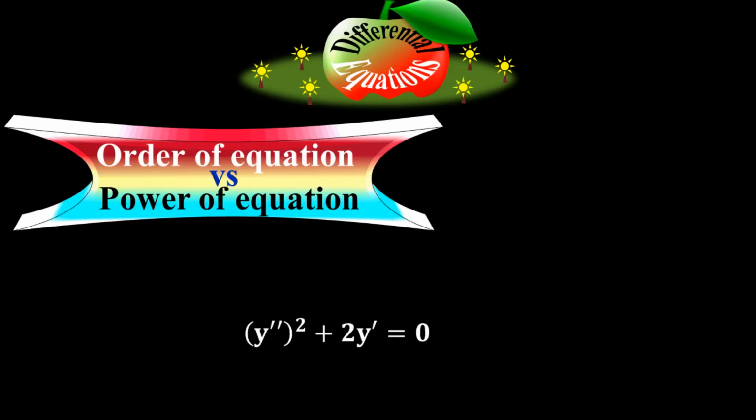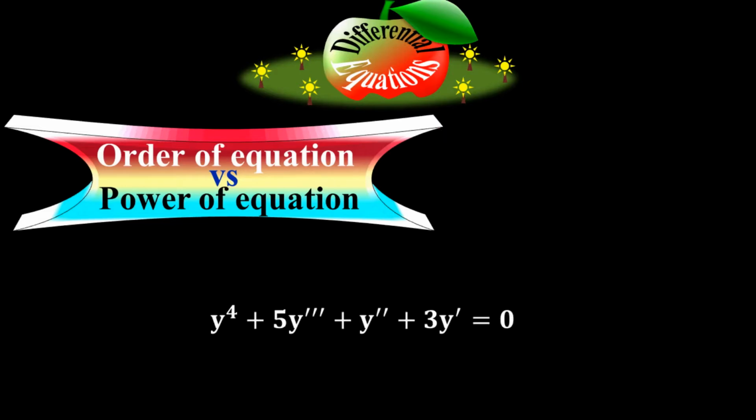Let me show one more differential equation with the Lagrange's notations of derivative term. The maximum derivative term is second derivative, so the order of this equation is second order. While the power of this equation is 2, because the power of the equation is the power of the maximum derivative term. One more equation, which is y⁴ + 5y''' + y'' + 3y' = 0.